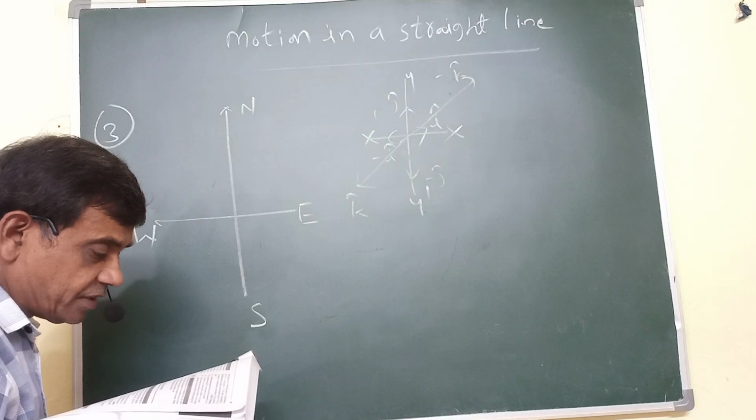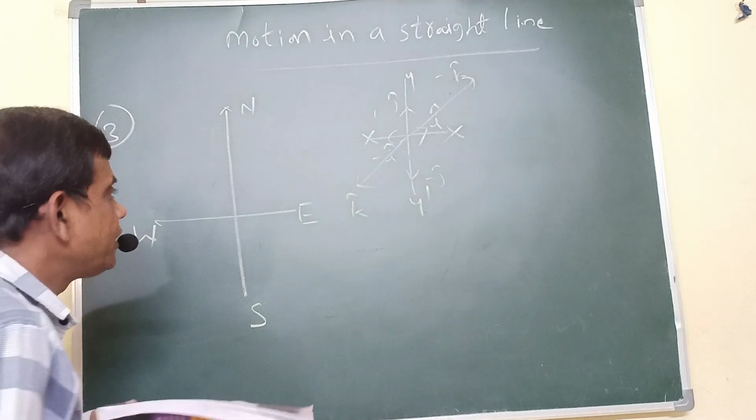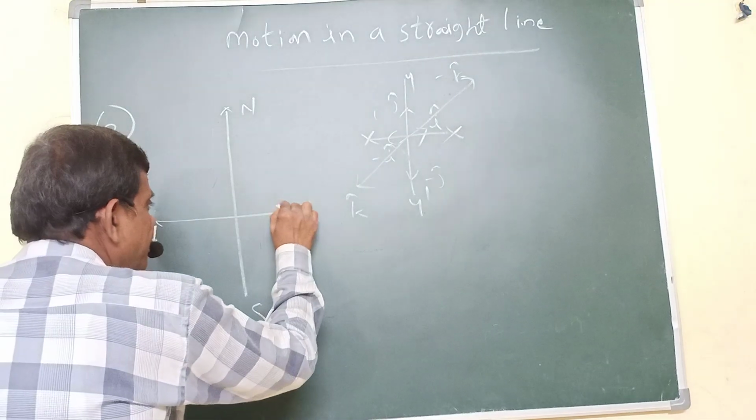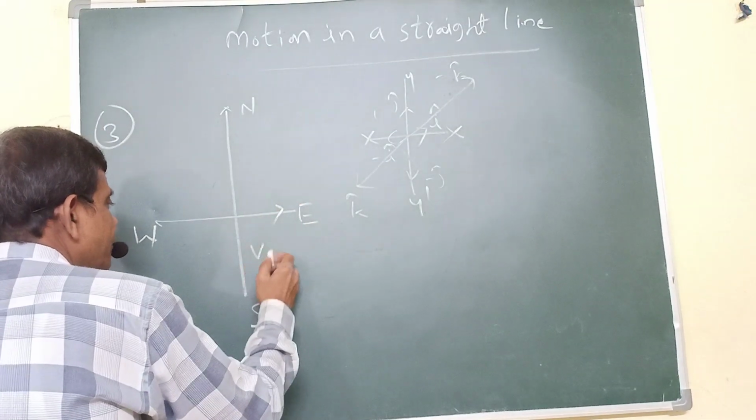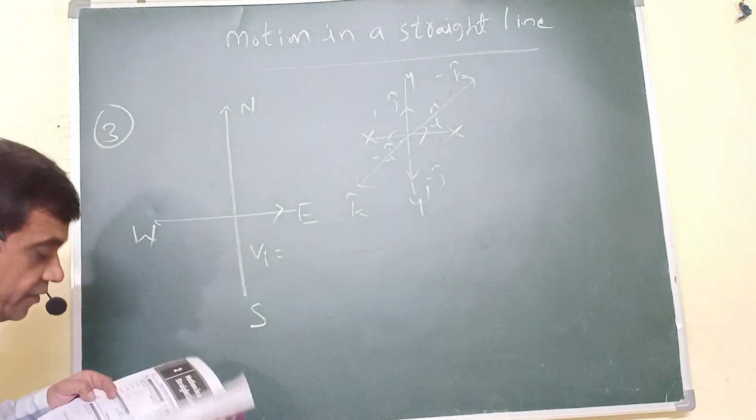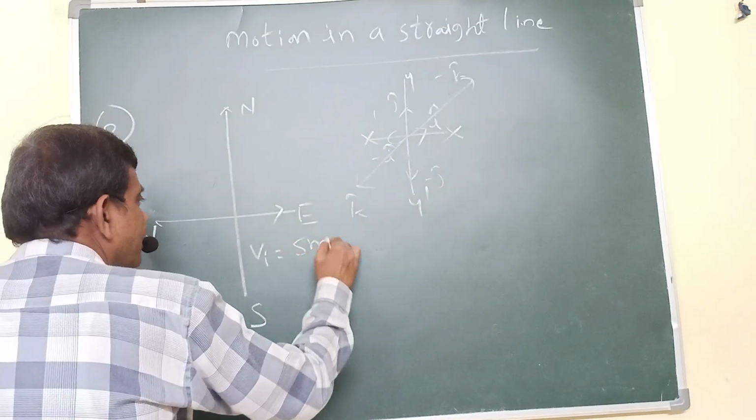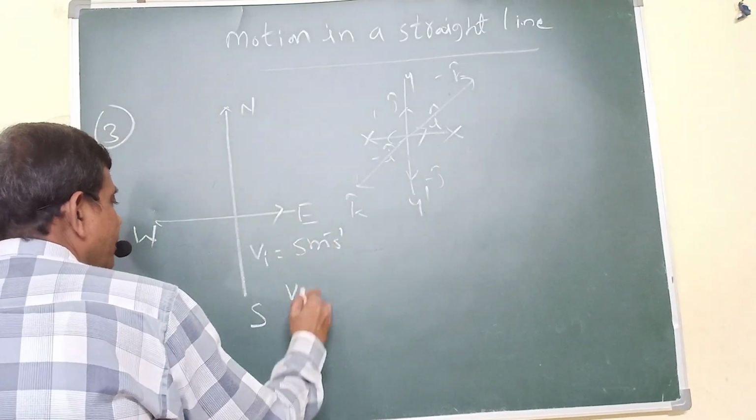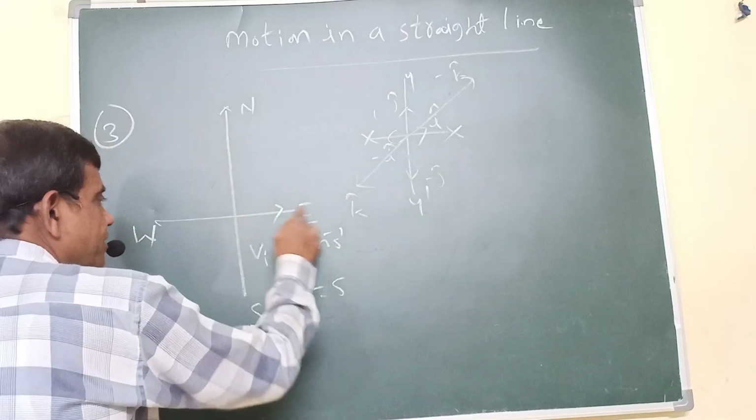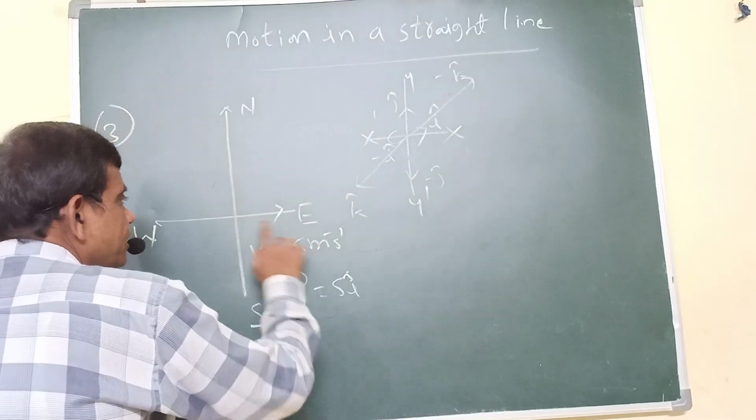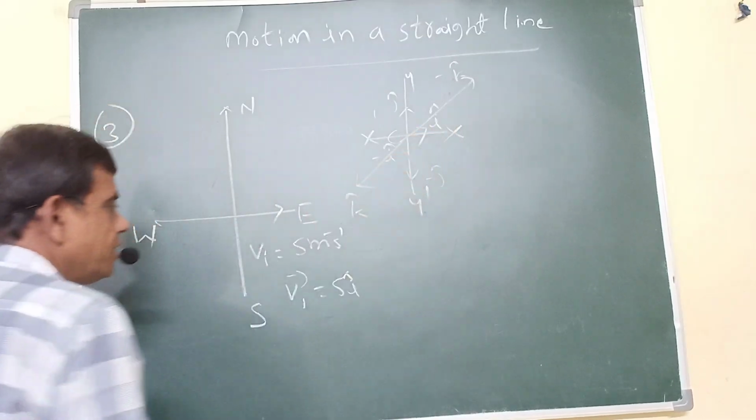Particle moving eastward with a velocity of 5 meter per second. So in the east direction, what is the velocity? Initial velocity is 5 meter per second. So you write in the vector form. It is east direction. So what am I writing? In the east direction, comparing with i, 5i.